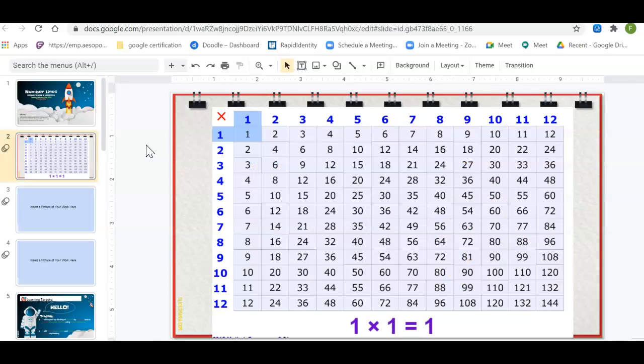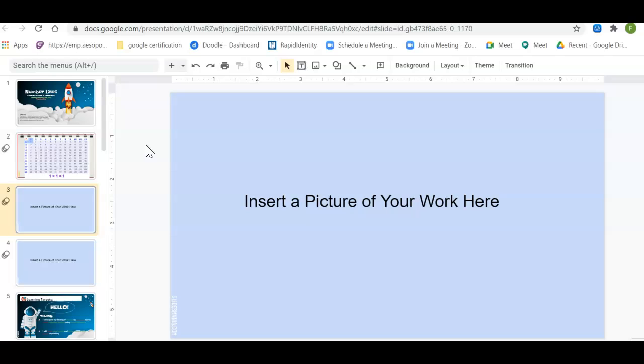In our next slide, this is the multiplication table that's here just as a resource for you to refer back to if you need. And the next couple of slides, these are places for you to put pictures of your work. So your teacher has to be able to see your work. If you're doing work in the binder, you're going to need to take pictures of your work. If you're doing work in your notebook, you're going to need to take pictures of your work so that your teacher will know your progress.